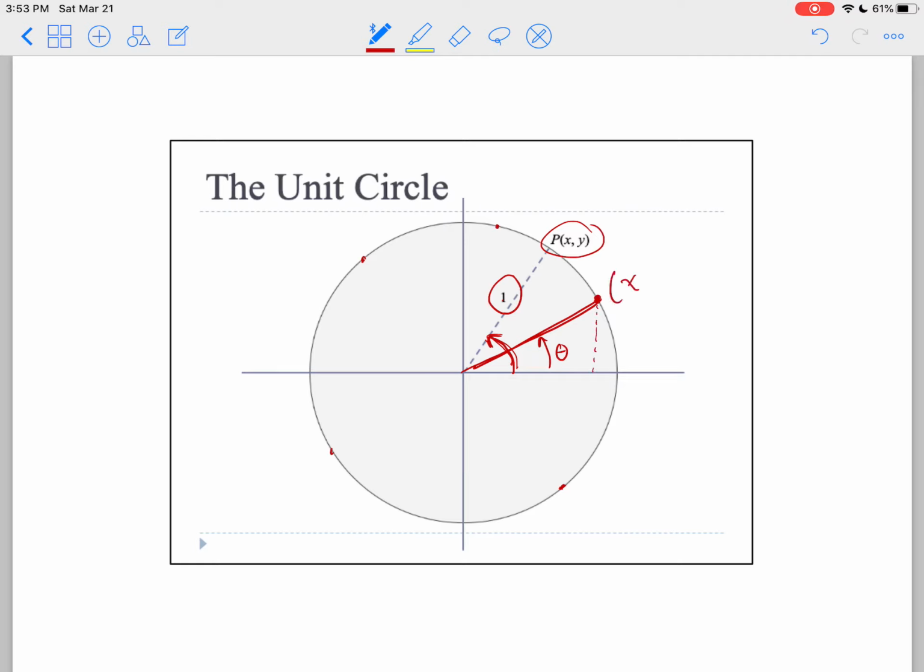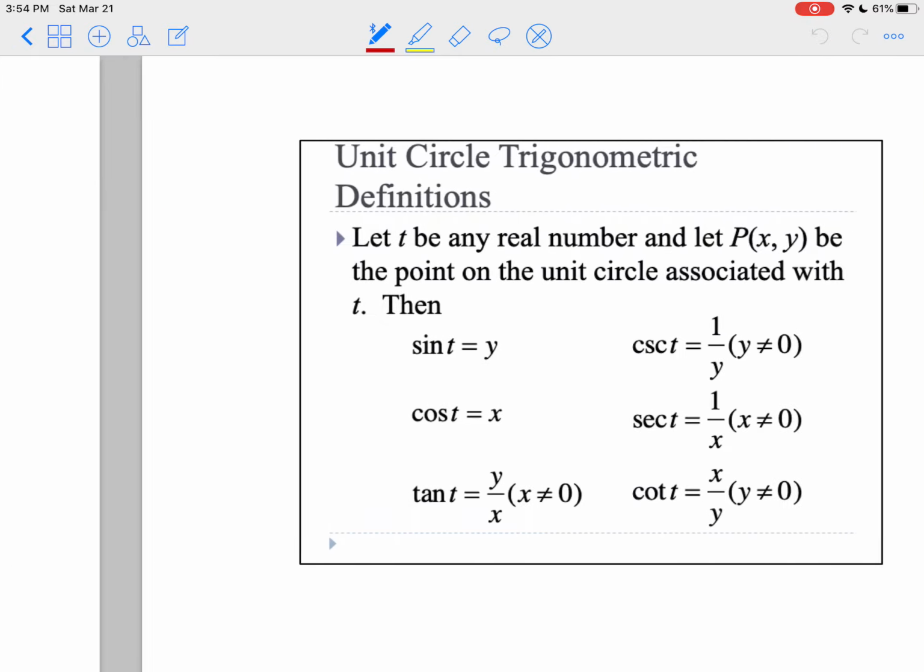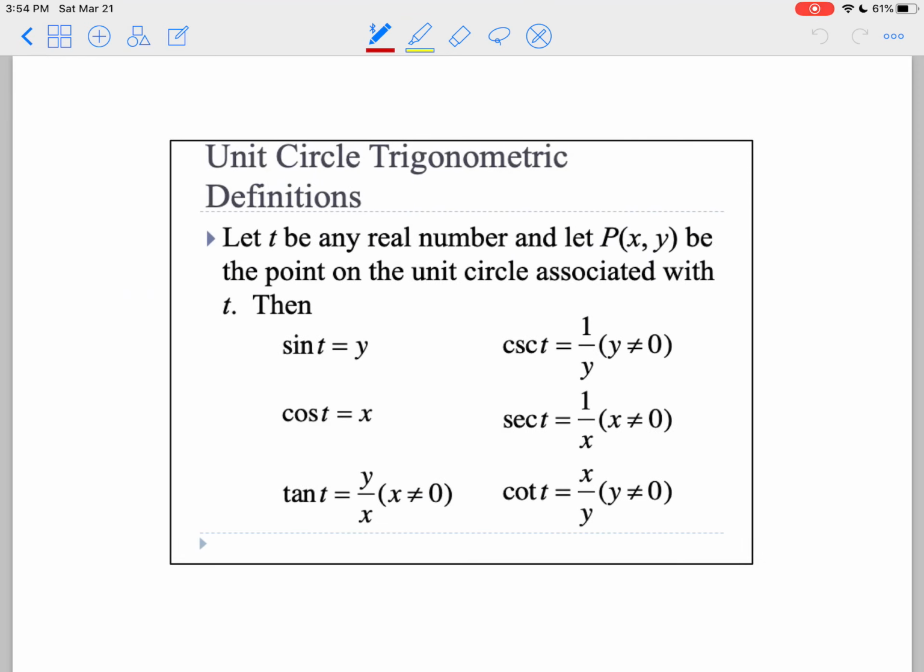The definition of the x coordinate of this point is just the cosine of this angle. So cosine of theta is the same thing as x. And the y coordinate of this point is just going to be sine of that same angle. So sine of theta just represents the y coordinate on the unit circle for the angle that created this line where this point's at the end of. So cosine and sine, these are the definitions right here.